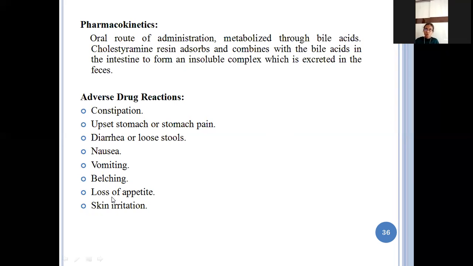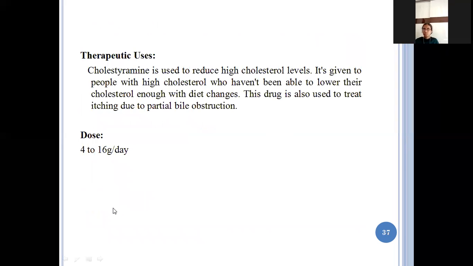belching, loss of appetite, and skin rashes. Uses: it is used to reduce the high cholesterol level. So the main use is to reduce the cholesterol levels in the body. So it is given to the people with high cholesterol who are not able to lower their cholesterol enough with diet change. Means this drug is given to the person who cannot lower it themselves, even if they are following a good diet also. So for that person, we have to give this drug.